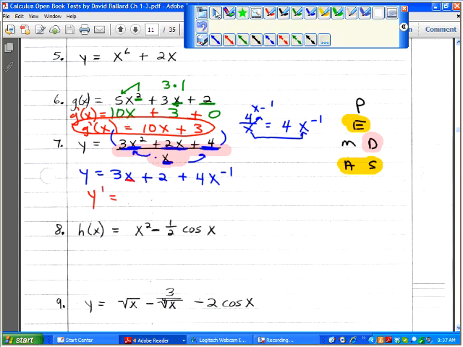The derivative of x is 1 times the coefficient of 3 is 3. The derivative of a constant is 0. And then we have the exponent rule, which is to take the exponent times the coefficient, negative 4. And then we reduce the exponent by 1, which gives us a negative 2.